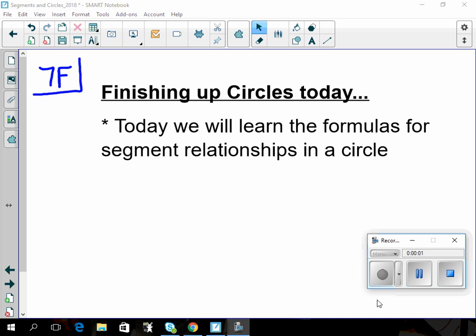So we're going to finish up circles today. This is the last new part of circles. We just reviewed going over the angles and the arcs they intersect. We talked about where the vertices were. That was the important part.